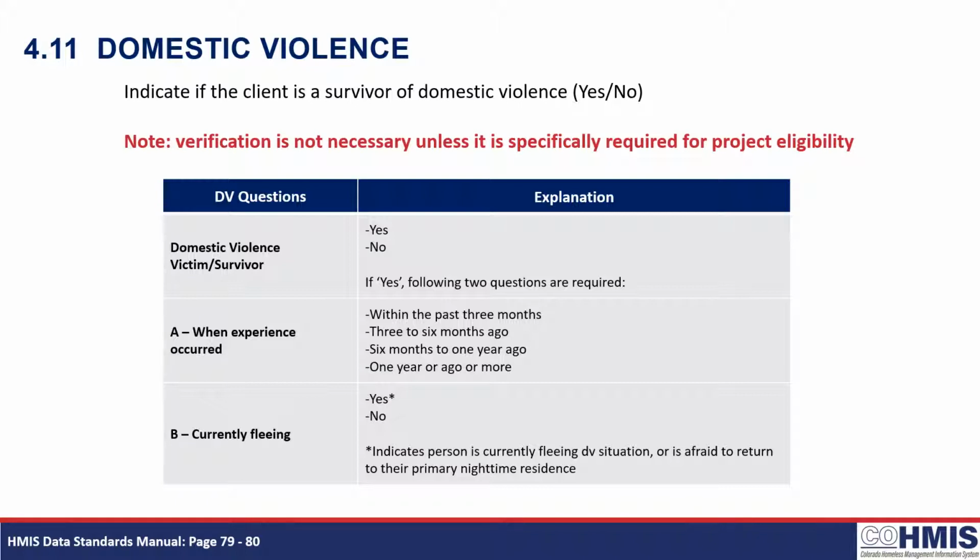So if the client does indicate that they're a survivor of domestic violence, meaning they select yes there, these questions A and B, when experience occurred and are you currently fleeing, will appear. So select the appropriate response types there for when did it occur and are you currently fleeing. There are also options for client refused, client doesn't know, and data not collected.